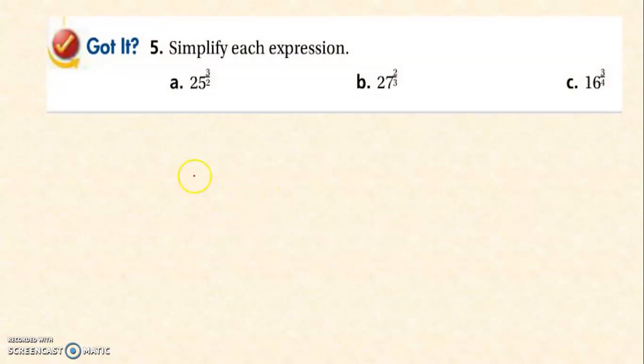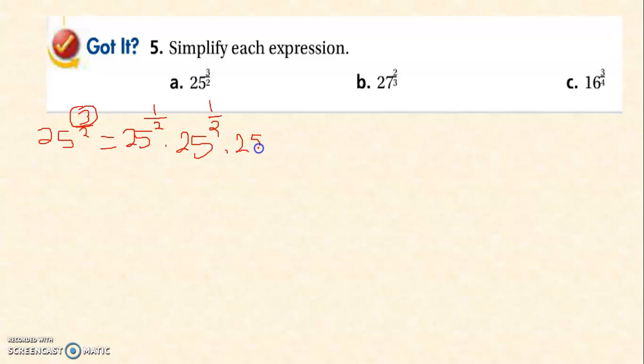How about here? Doing the same thing. 25 raised to 3 over 2. Based from our previous example, you now have 25. Just copy the denominator, which is 2. How many times are we going to do this? 3 times, because the exponent, the numerator I should say, is 3. So you now have 25 raised to 1 half, 25 raised to 1 half, and then 25 raised to 1 half. Why? 1 plus 1 plus 1, that is 3.